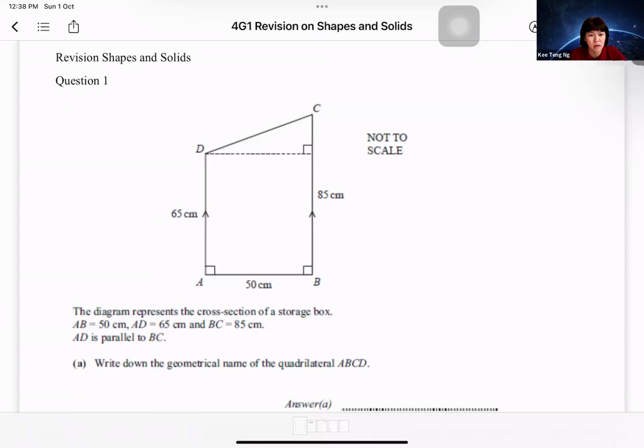We'll be looking at 4G1 revision on all the different shapes and solids. I picked out a worksheet on some of the common shapes and solids that were tested. So here's the first question. First question is on trapezium.